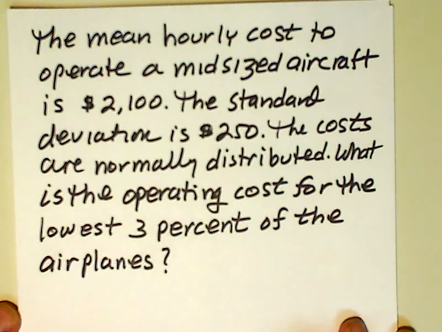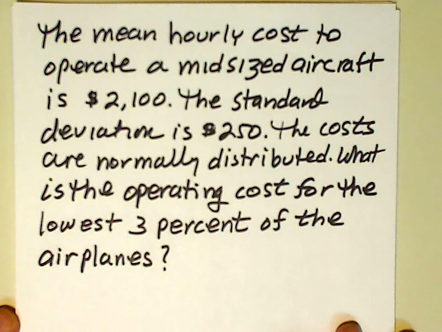The mean hourly cost to operate a mid-size aircraft is $2,100. Actually, right, per hour. The standard deviation is $250. The costs are normally distributed. What is the operating cost for the lowest 3% of the airplanes?